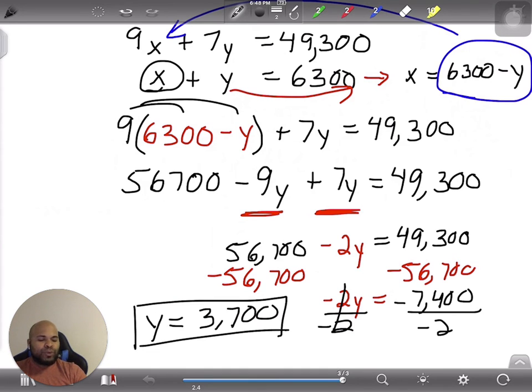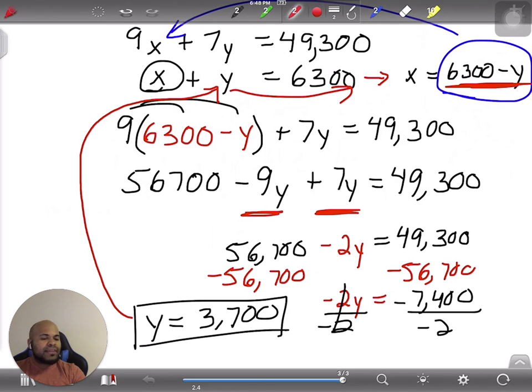Y equals 3,700. If I find out y, how can I find x? Very simple. I'm going to plug it into one of the original equations. It looks like this is the easiest one to plug into. So all I have to do is subtract that from 6,300, and it's going to give me the answer for x. So x equals 2,600. Okay, so that's how you do that problem, and that's how you do 2.4.